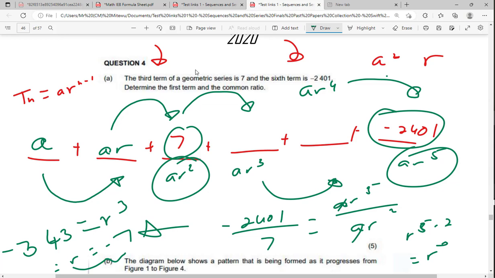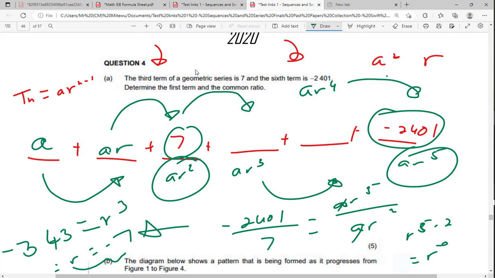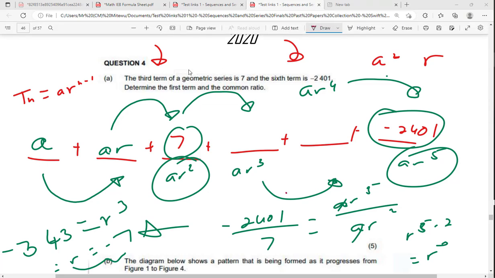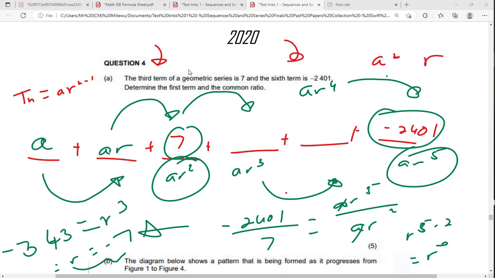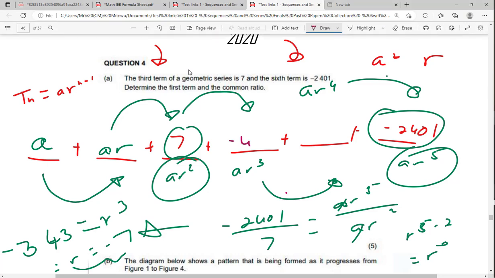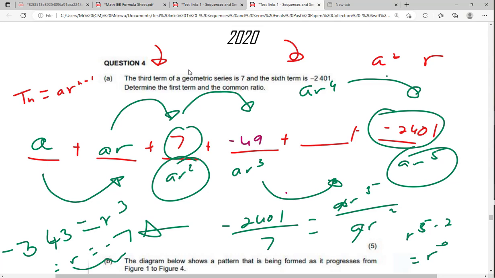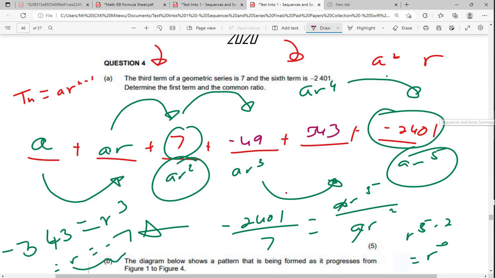To get from 7 to the next term, let's try that out. Let's check if the answers that we got are correct. Multiplying 7 by negative 7, I will get an answer of negative 49. So let me put that down, and we're going to see if we can get to negative 2401. Negative 49, multiply that by negative 7, that gets us to 343, and then multiply by negative 7, you get here. And that's great.